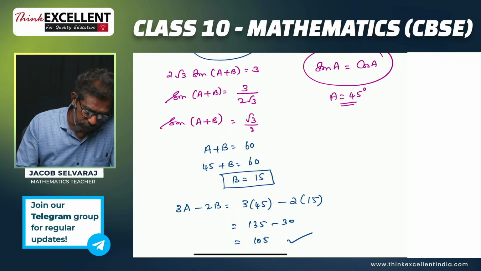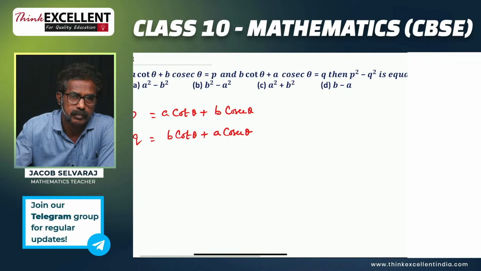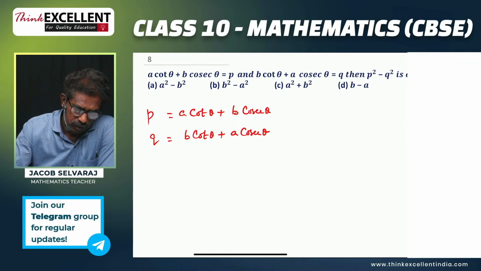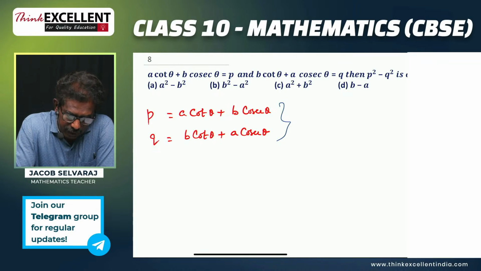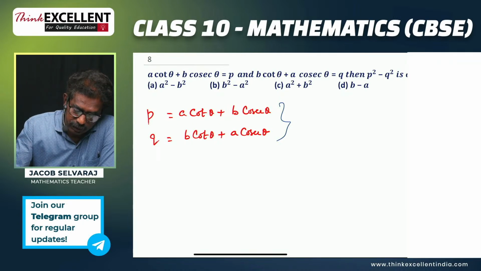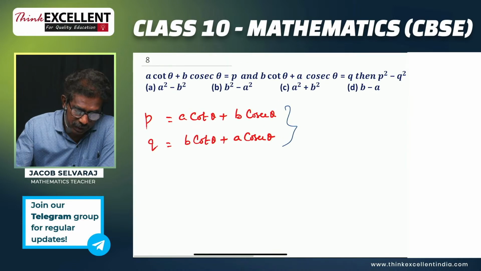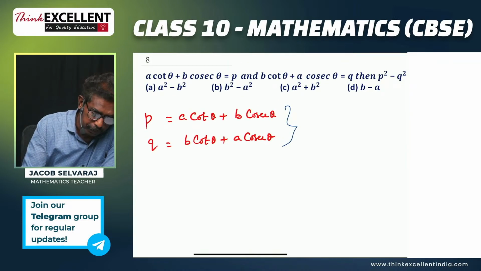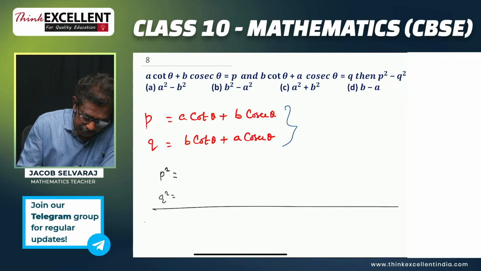Now let's move on to the next question, sum number 8. Look at this question. I have written here, P is equal to A cot theta plus B cosecant theta, and Q equal to B cot theta plus A cosecant theta. Then they asked to find P square minus Q square. So what you can do is find P square first, then find Q square, then subtract them, right?